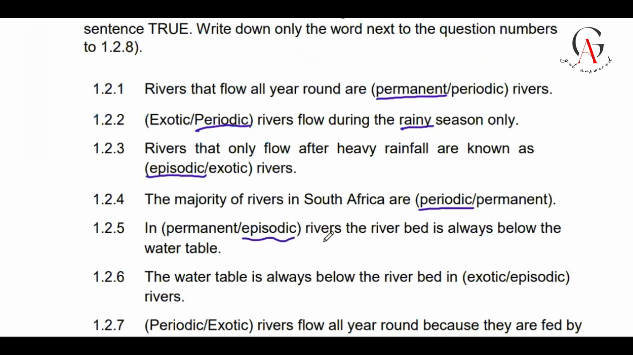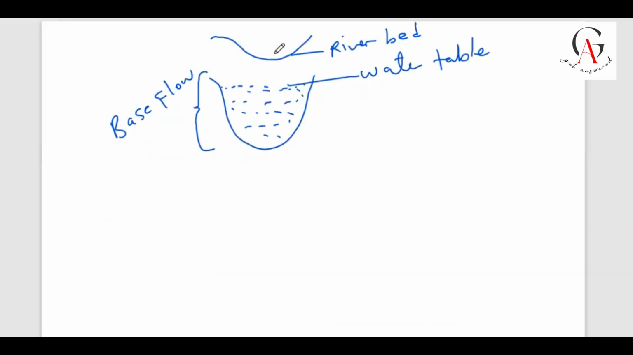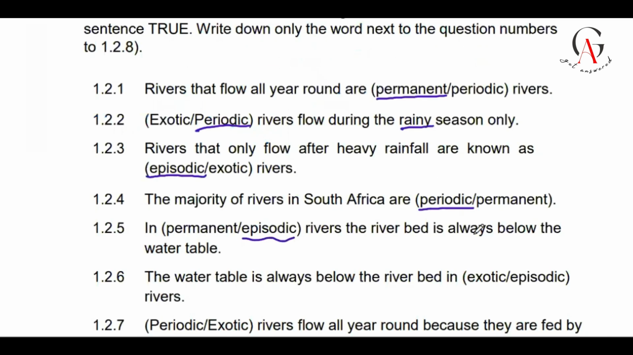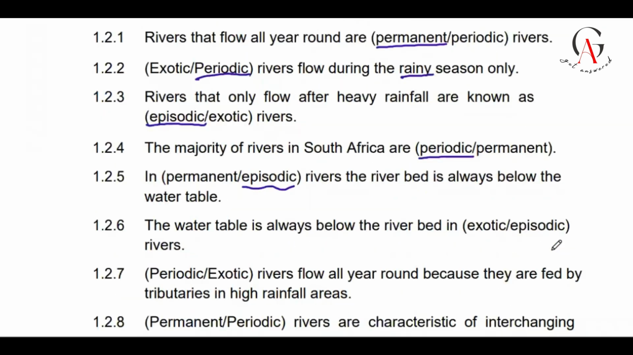Let's check the question once again. It says the water table is always below the river bed. Like I showed you here, this is the water table. This is the river bed. So when they say the water table is always below the river bed, this is the bed, and this is the water table. So such would be common in episodic rivers. Number 6, water table is always, okay, so this one we said it's going to be episodic.